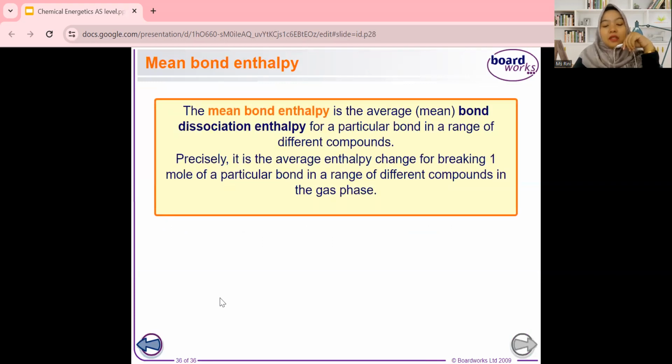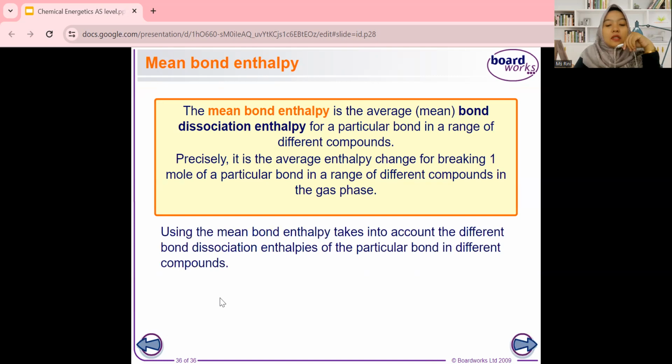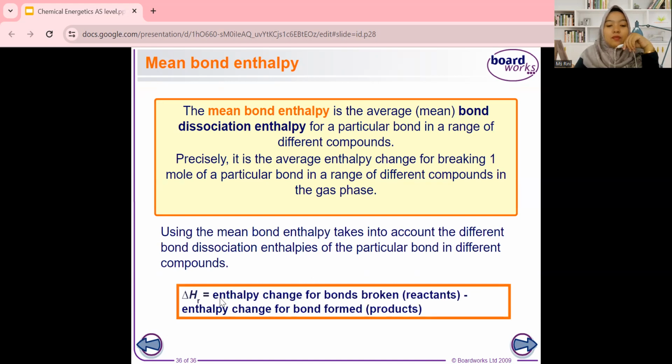Mean bond enthalpy. The mean bond enthalpy is the average bond dissociation enthalpy for a particular bond in a range of different compounds. Precisely, it is the average enthalpy change for breaking 1 mole of a particular bond in a range of different compounds in the gas phase. Using the mean bond enthalpy takes into account the different bond dissociation enthalpy of the particular bond in different compounds.